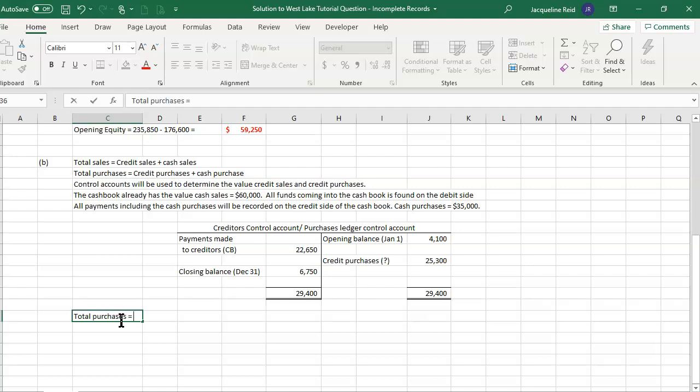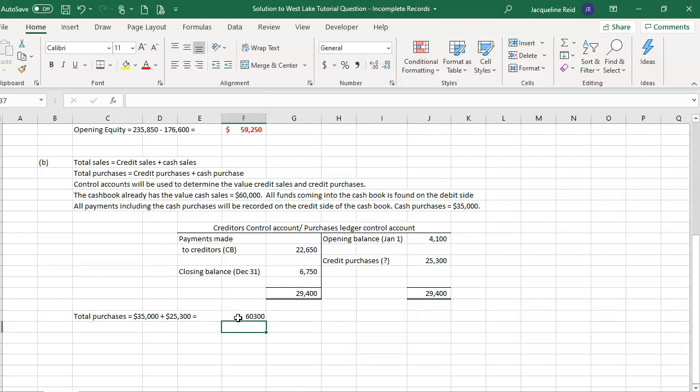It's equal to the cash purchases figure, and that was $35,000. And we're going to add that to the credit purchases figure that we just determined of 25,300. So it means that combined, your total purchases works out to be $60,300. Okay, so half of our question is answered.